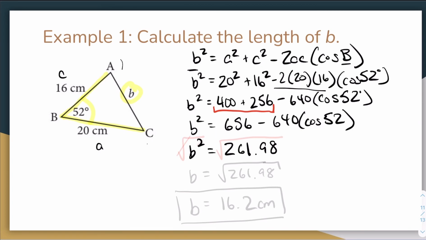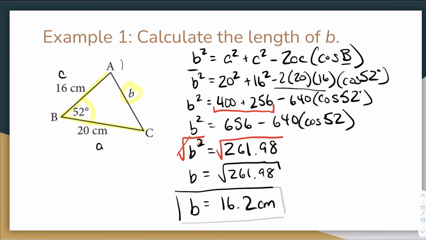Now I'm not done yet. Don't forget, we need b by itself completely, but it still has that square there. So I have to use the opposite of squaring, which is square root. And I'm going to do that to both sides. The square root cancels out the square, leaving me with b equals the square root of 261.98. And I get that b equals approximately 16.2 centimeters.